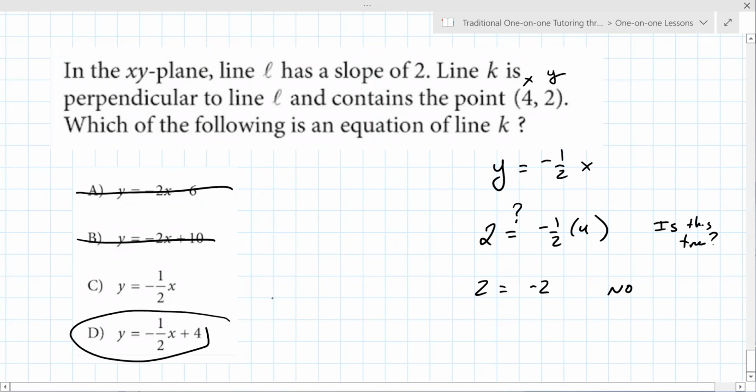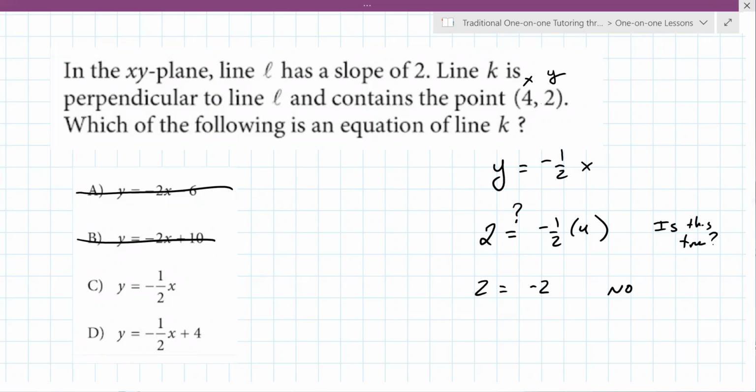Now, I don't want you to do this on the test, but just for now, I want you to plug those points in to D and verify that it is true, please. Okay. 2 equals -1/2 times 4 plus 4. -2 plus 4. It says 2 equals 2. And that's true. Do you agree? Yes. Okay.